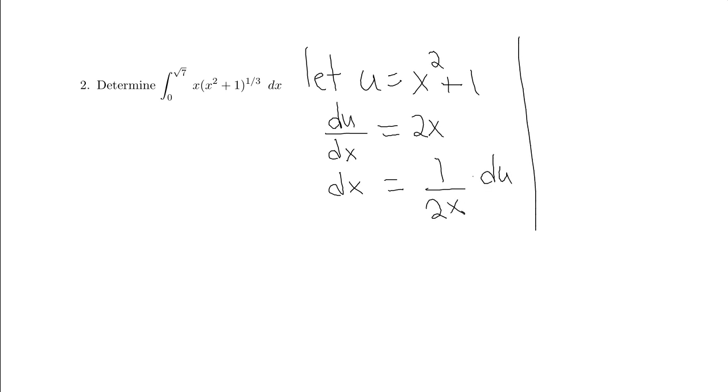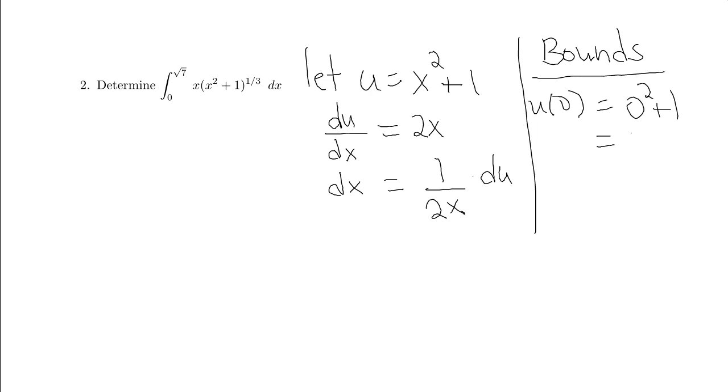And we need to deal with the bounds because it's a definite integral. So we see that x traveled between 0 and root 7, so we need to see what u does at 0 and what u does at root 7. So u of 0 is going to be 0 squared plus 1, which is just 1. And u of root 7 is going to be root 7 squared, which is just 7, plus 1, which is 8.